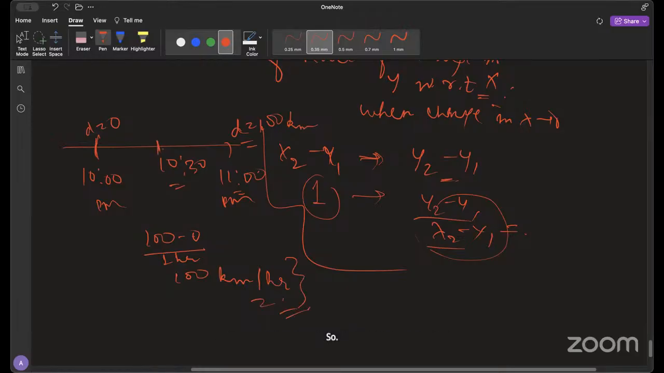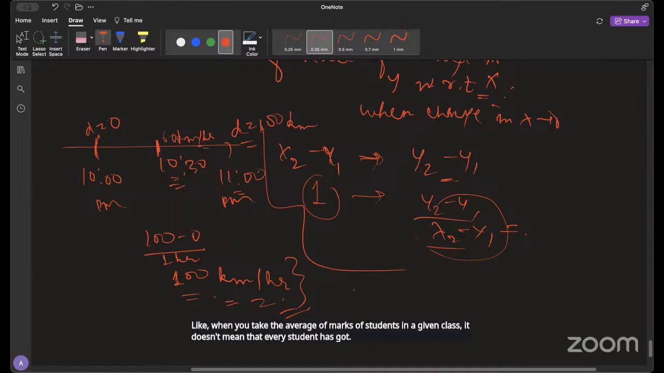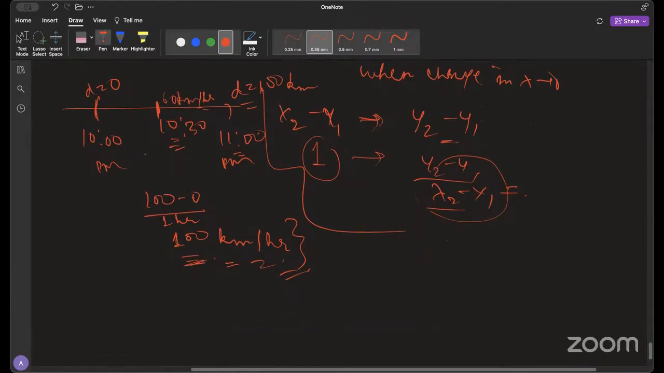So average speed means that at a given instant, let's just say that I need to find the limit at 10:30. That doesn't mean that the speed at 10:30 was 100 kilometers per hour. It just means that it could be 60 kilometers per hour here. It's just the average speed. Like when you take the average of marks of students in a given class, it doesn't mean that every student has got 100 marks. It just means that the average is that. So this doesn't give you the accurate picture because the time interval is too long and you're calculating the speed at 10:30 according to this interval.